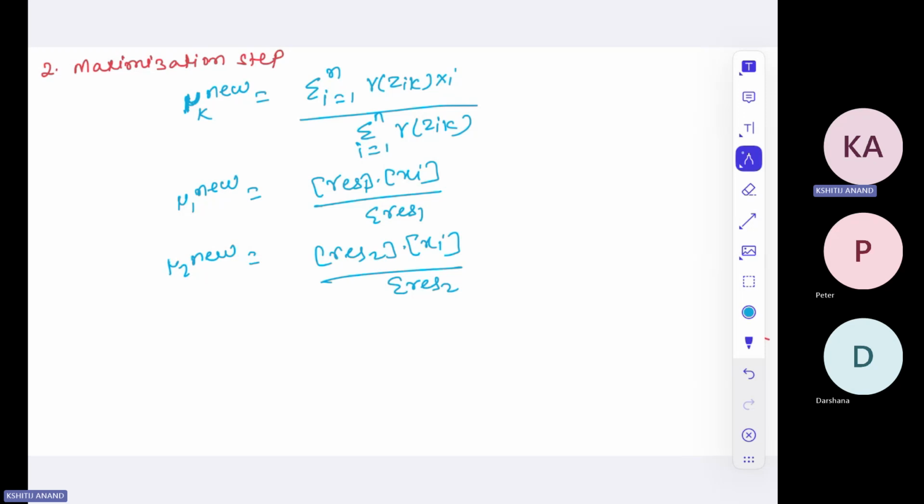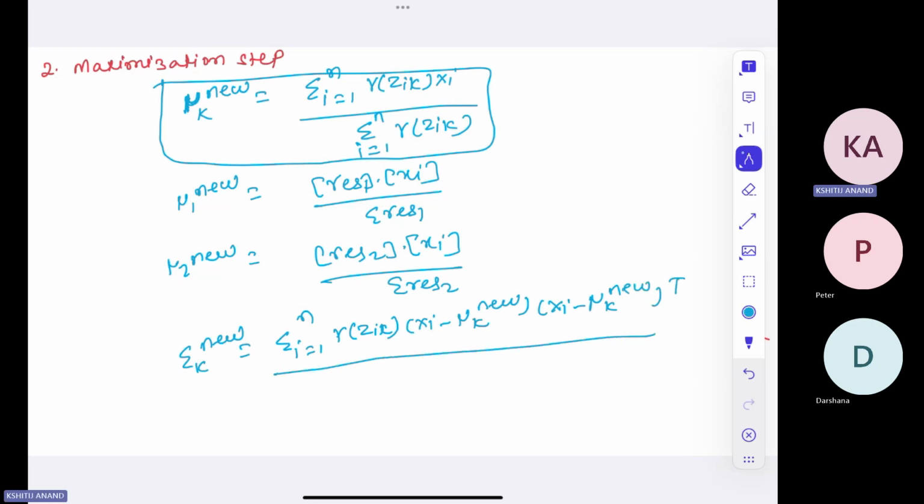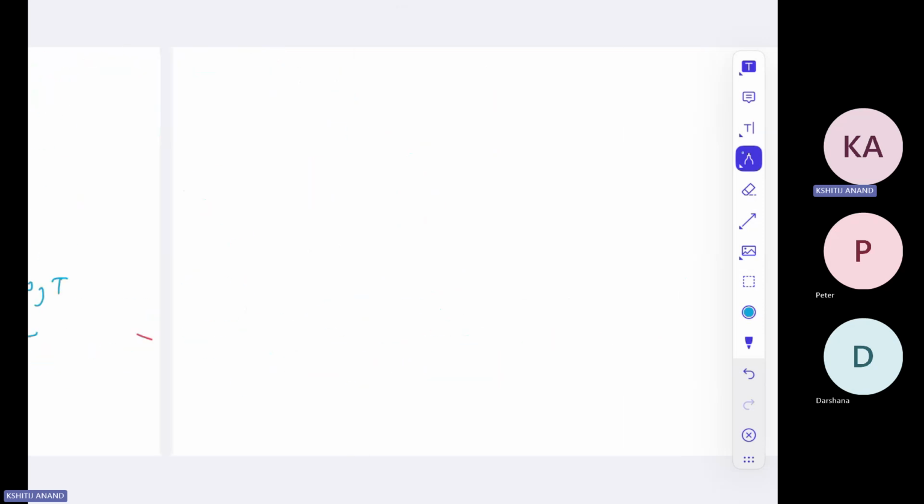So how do you update the variance, right? You update the variance as a summation from i equal to 1 to n. I don't see any point in writing the formula, but for the sake of completion, I'm doing it. In case you want to look at this formula, you can look at it in detail, but probably you won't be using the formula, because you will be using a library to find out all these parameters.